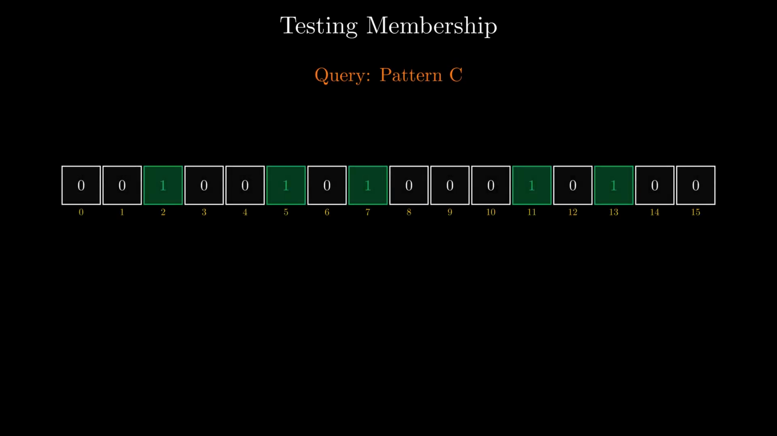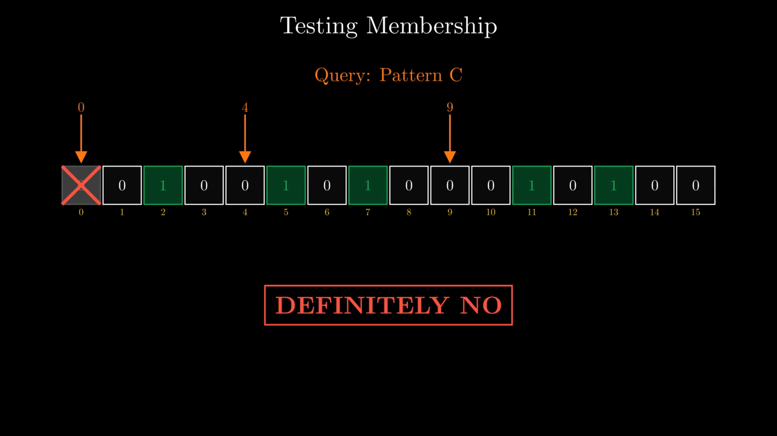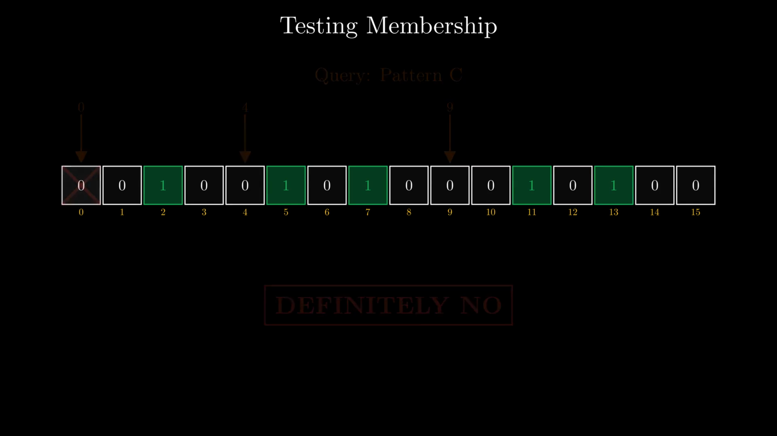Now testing membership. Query pattern C. Its hashes point to bits 0, 4, and 9. Bit 0 is still 0. We stop immediately. The answer is definitely not present. A single 0 bit guarantees absence.